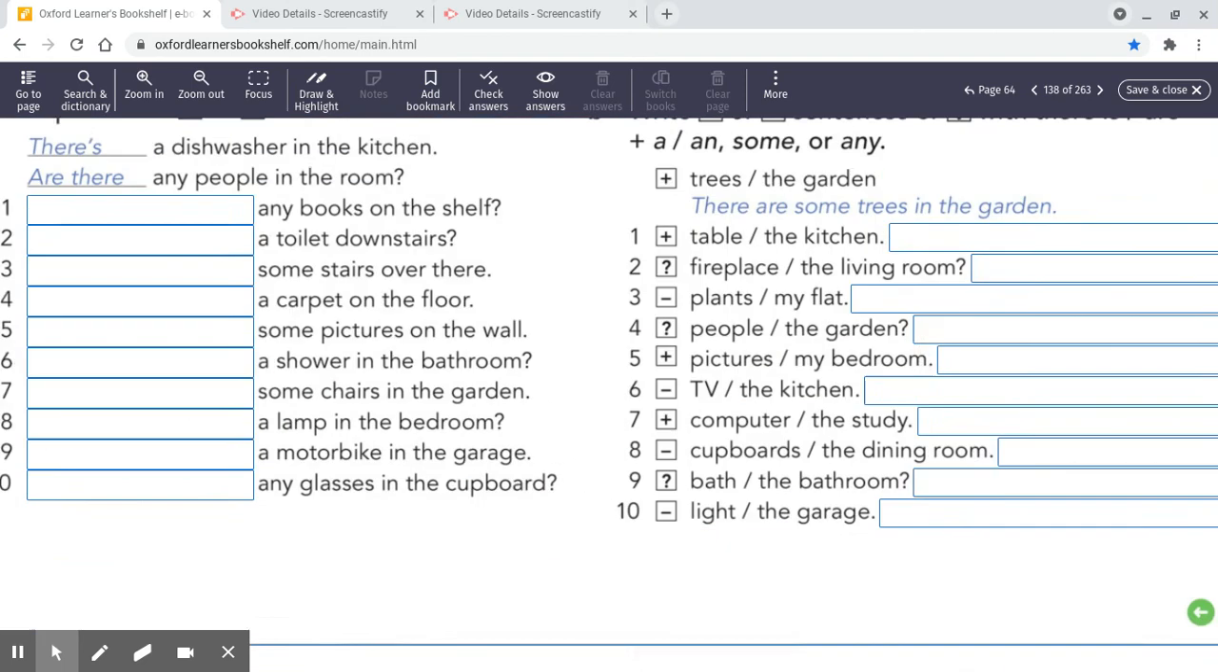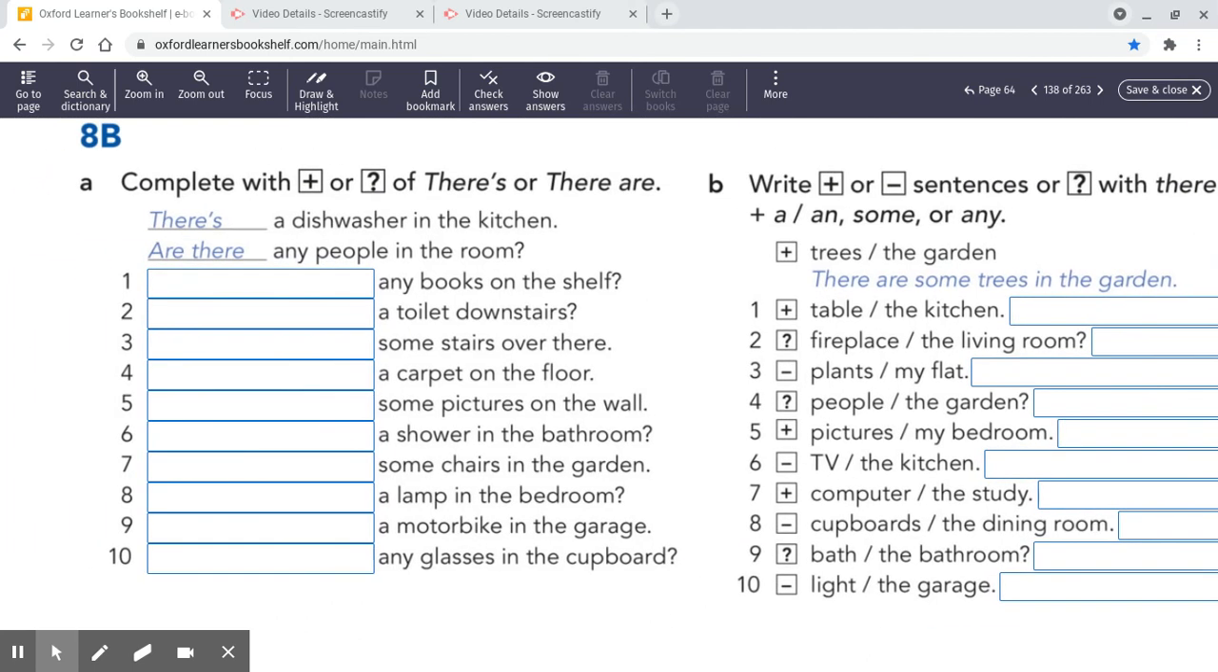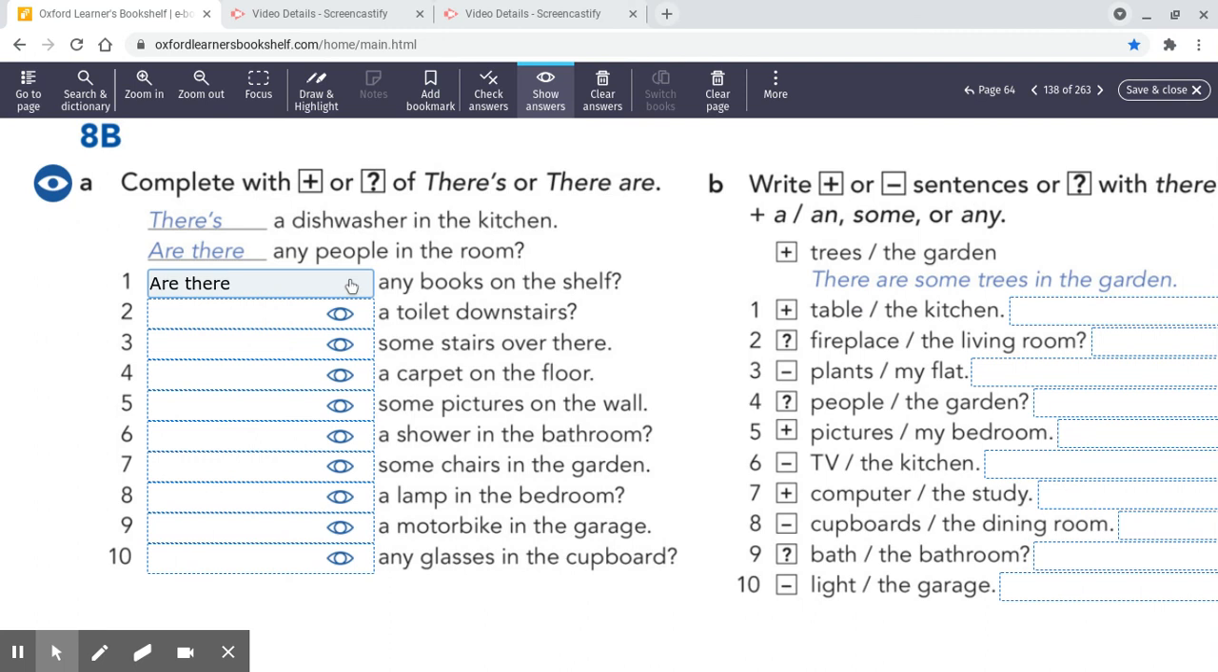Let's have a look at the practice. And if you want to do this one yourself, I'm just going to put up the answers in 5, 4, 3, 2, 1. Here they come. I'll tell you what, actually, you've probably pressed pause now, but let's do the questions first, and let's do the plural questions. Any glasses? So that's going to be are there. Okay. Let's do the singular questions. Is there a toilet? Is there a shower? Is there a lamp?